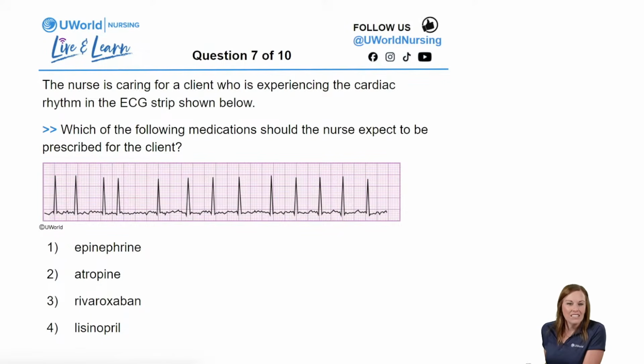Question 7. The nurse is caring for a client who is experiencing the cardiac rhythm in the ECG strip shown below. Which of the following medications should the nurse expect to be prescribed for the client? Option 1, epinephrine. Option 2, atropine. Option 3, rivaroxaban. Option 4, lisinopril.